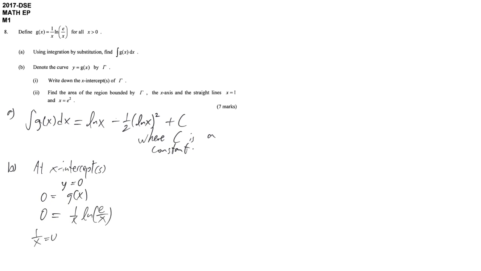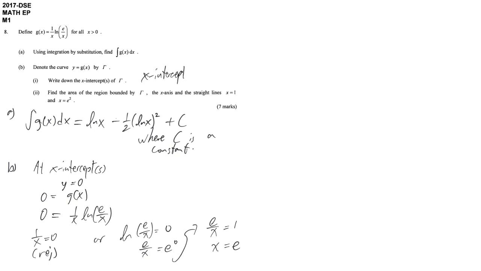1 over x equal to 0 is rejected, impossible. Or natural log of e over x equal to 0. Then e over x is equal to e to the power 0, so e over x is equal to 1, therefore x is equal to e. Therefore, in part B, the x-intercept is just e. You don't need to write down this step in your calculation because they say write down only one answer mark for this.